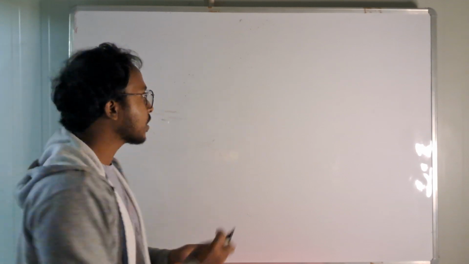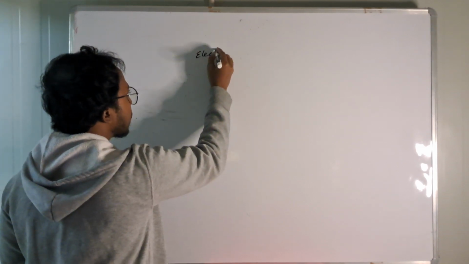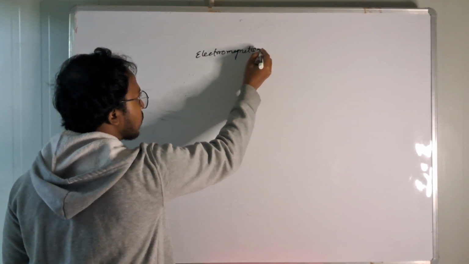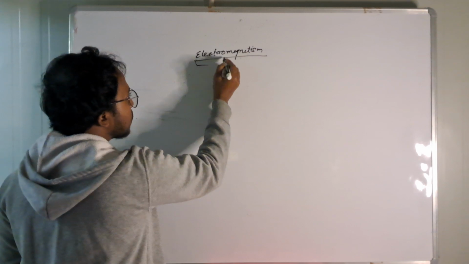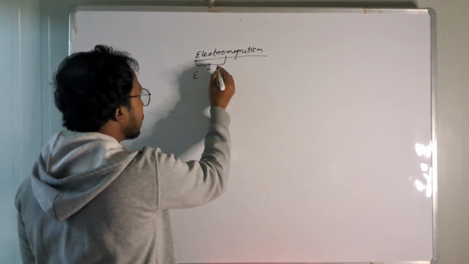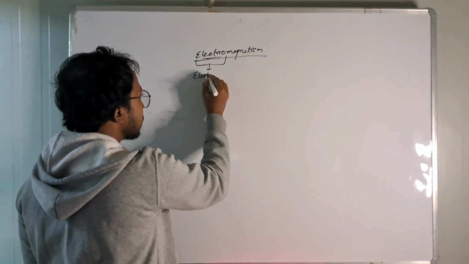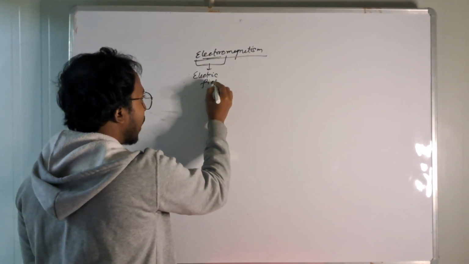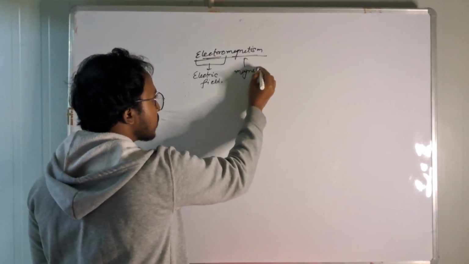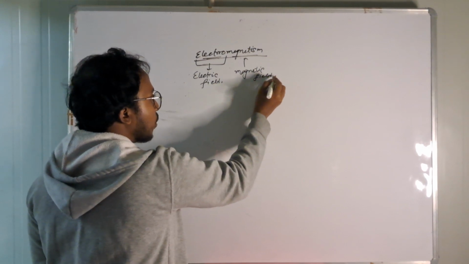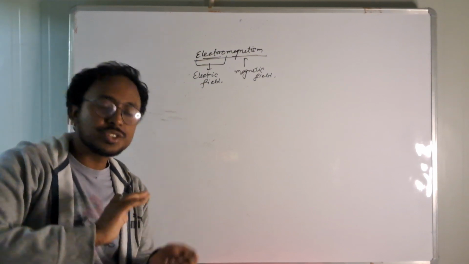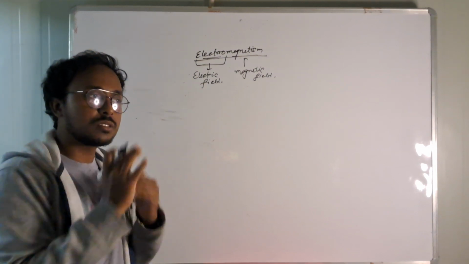So okay, let's start the class. The name of this class is electromagnetism. This is a very important chapter from the exam point of view as well. So electromagnetism, this word actually consists of two words. One is electro, which represents the electric field, and the other is magnetism, or basically this represents the magnetic field.